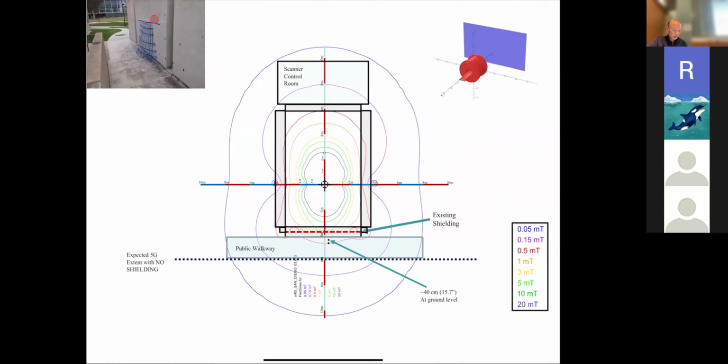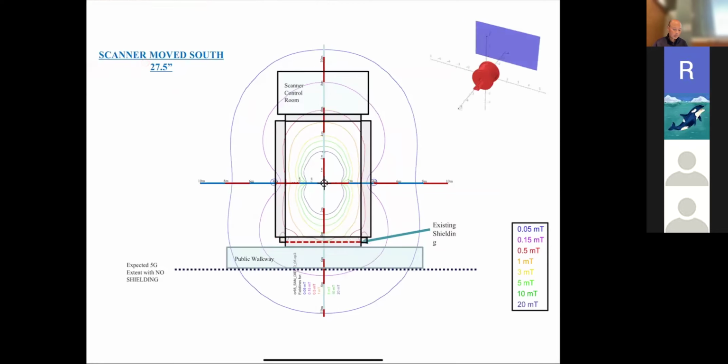So in this case, the 5 Gauss line would just extend a little bit into the public walkway, even less than a foot. But because of the regulations, we still had to make sure that the 5 Gauss line didn't go into the walkway. Okay. So in this case, the solution was pretty easy. We could just move the magnet a little bit this way, away from the wall, such that the 5 Gauss line wasn't in the walkway. So that's one of the design things that we had to do.